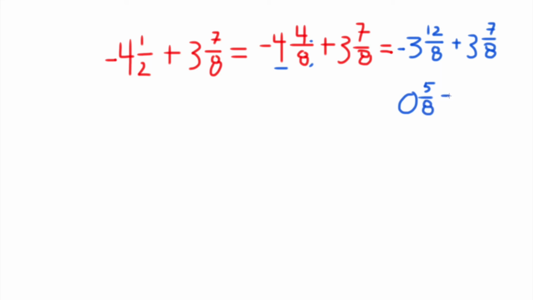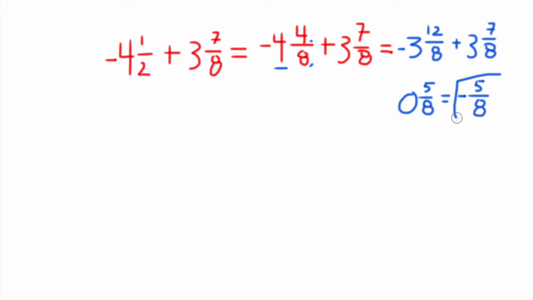Now, we're not finished because we still have to include the sign, but instead of writing 0 and 5/8, it just looks weird to me. I'm just going to make it nice 5/8, okay? So the last step we need to do is check, okay, what sign does our answer need to be? The negative number was bigger, so that means the sign of our answer is going to be negative.